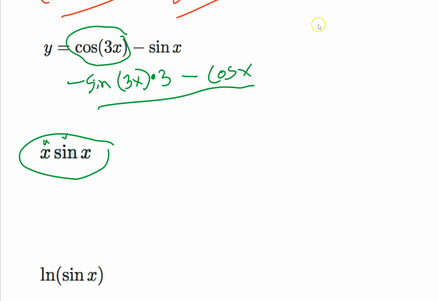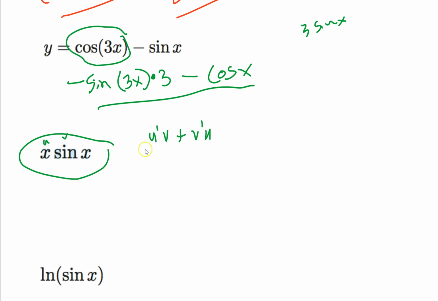Very different than if I give you 3 sine x, because that's a constant, right? We don't have to worry about the product rule there. It's 3 times whatever the derivative of sine is, which would be cosine. Over here, product rule. 2 functions, product rule. So, right, the product rule is the derivative of the first times the second plus the derivative of the second times the first. It's in your formula sheet.